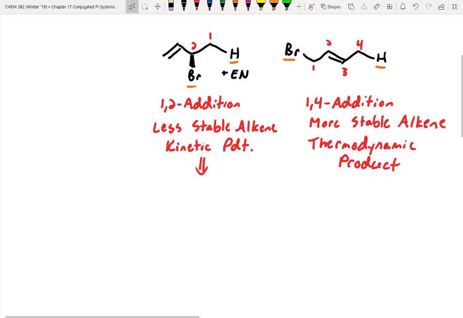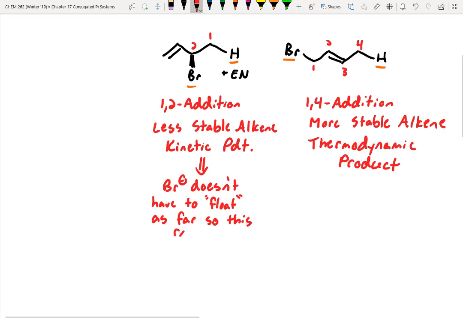All right. So the kinetic product is simply due to the Br minus not having to float as far to find a positive charge. And I'm going to use the scientific term float. So this reaction is faster. Or I should say, has a lower activation energy. We'll try to use the appropriate scientific terminology.